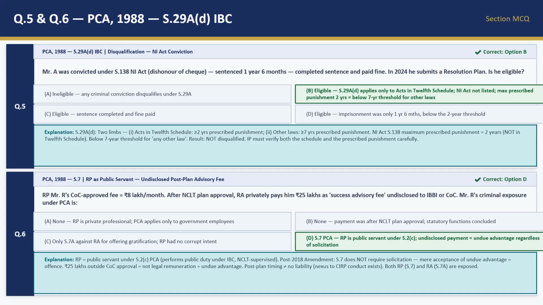Mr. R's criminal exposure under Prevention of Corruption Act is under section 7 of the Prevention of Corruption Act, because RP is public servant under section 2 subsection C. And any undisclosed payment means undue advantage regardless of solicitation. So RP is a public servant under section 2 subsection C of this Prevention of Corruption Act, because he is performing a public duty under IBC, which is NCLT supervised.